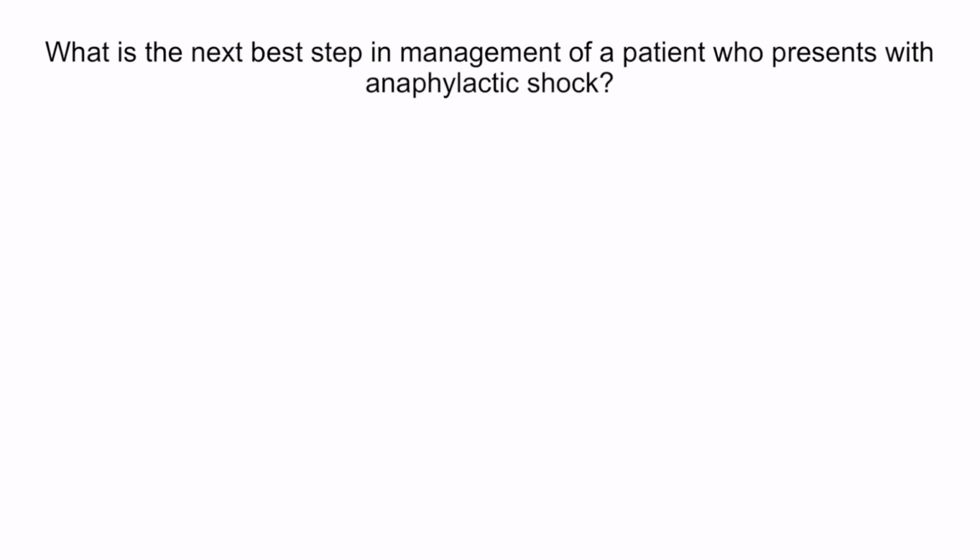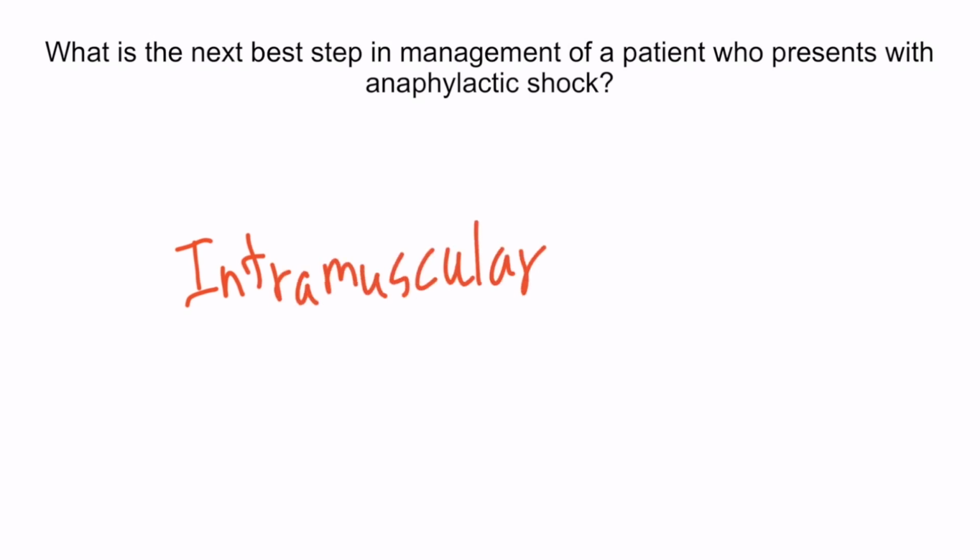In almost all cases, the next best step in management of anaphylactic shock is to give the patient intramuscular epinephrine. Epinephrine will stimulate the alpha-1 receptors and lead to the reduction of airway edema, increase in blood pressure, and improved organ perfusion. To learn more about the anaphylactic reaction and its management, please refer to our lecture titled Blood Transfusion Reactions from the Hematology Oncology section of our medicine lectures.